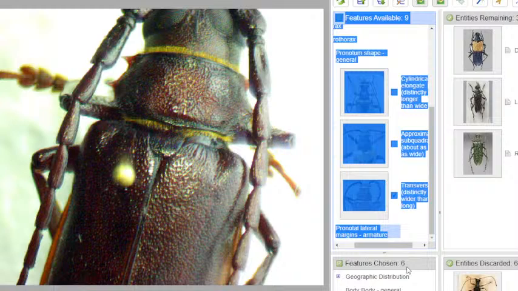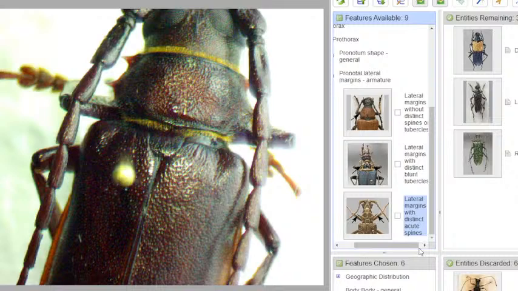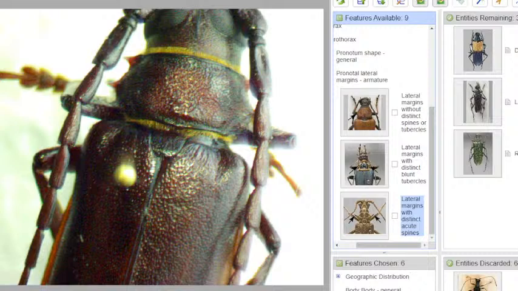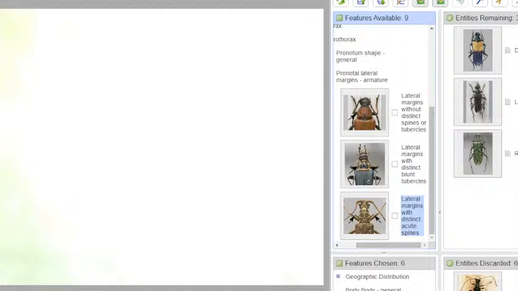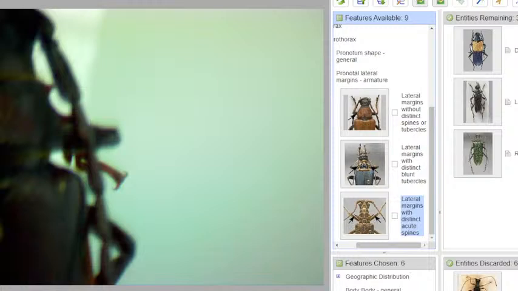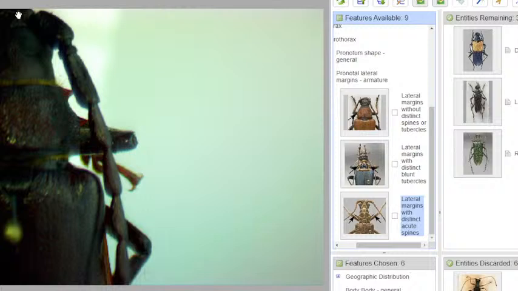And then what about the lateral margins? Maybe that'll help us out a little bit. Without distinct spines, with distinct blunt tubercles, with distinct acute spines. I would definitely say that those are distinct acute spines. Do you see them? Sometimes it's hard to get it exactly right for the microscope, but yeah, right here. Those are definitely distinct and acute. How cute. All right, so let's say that got one of the options off.